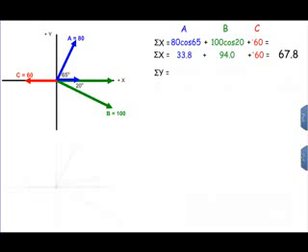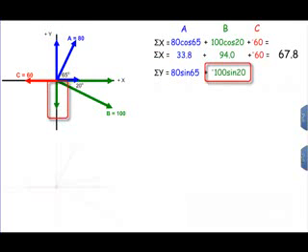And we'll do the same thing for the y components now. The y component of vector A is 80 sine 65. The y component of vector B is in a negative direction, so that has to be subtracted. So it's the negative of 100 sine 20.